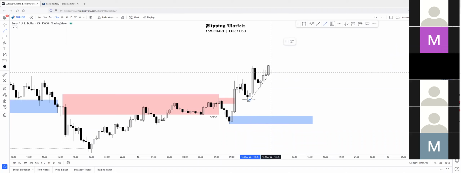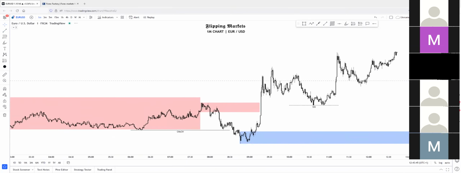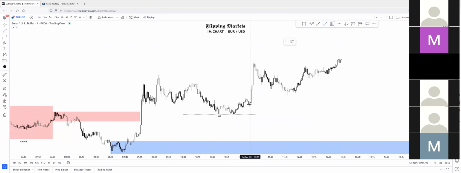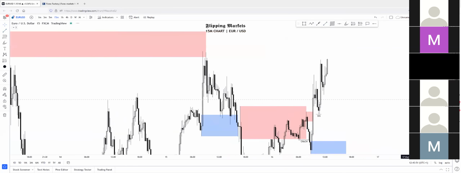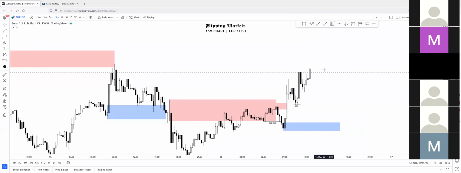This could be a liquid trend line also. Let me just switch to the 1-minute chart and see if this is a liquid trend line. Actually, this could be a liquid trend line, as you can see. So let me just switch back to the 15-minute chart and continue the analysis.